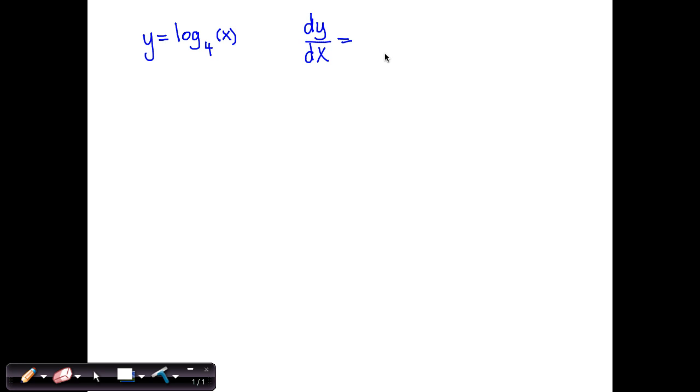For this, it involves a fraction, right? All the logarithms involve fractional expressions. So log base 4 of x, versus the easiest one, just because of simplification, is natural log of x, which means log base e of x. The derivative of that one is just y prime equals, or dy/dx equals, 1 over x.